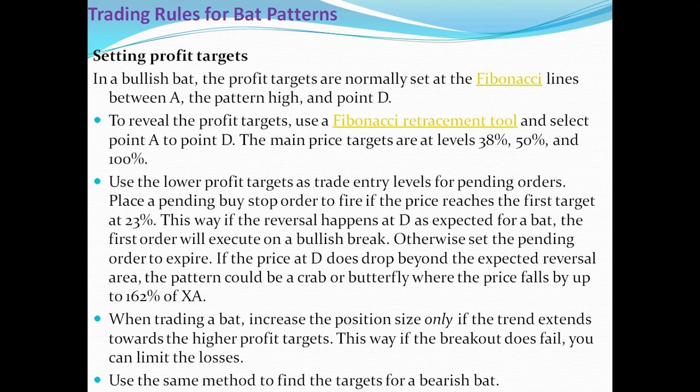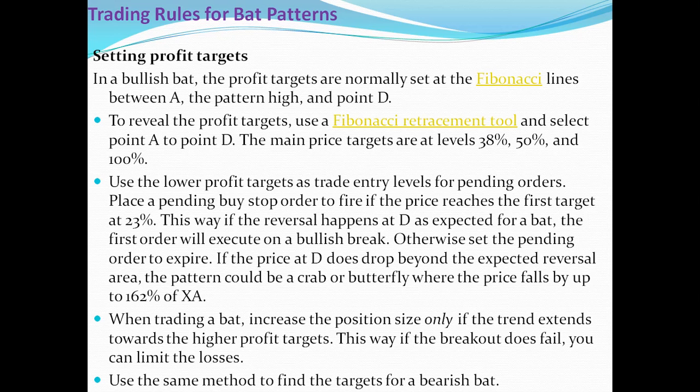Use the lower profit target as a trade entry for pending orders. I have already told you how to draw Fibonacci. Place a pending buy stop order to fire if the price reaches the first target of 23%. This way, if the reversal happens at D as expected for the bat, the first order will execute on the bullish break.